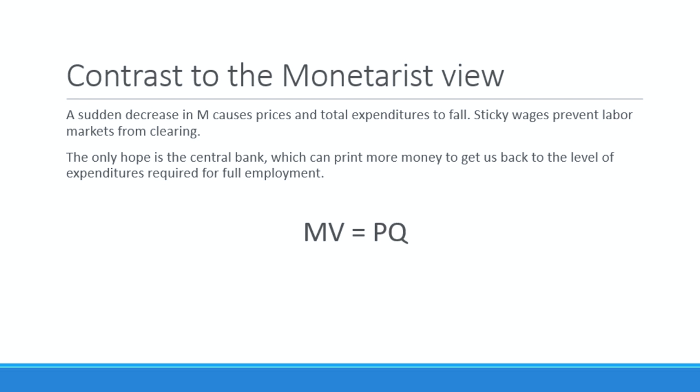And what's interesting is that the Keynesians and the monetarists are sometimes viewed as opposing schools of thought. But you'll notice that when we contrast to the monetarist view, it's exactly the same, right? The story is almost the same. Instead of there being this sudden decrease in investment spending, we have this sudden decrease in the money supply, or in the growth rate of the money supply, depending on who you ask. And this causes total expenditures to fall. Sticky wages prevent labor markets from clearing, and we have a crash. And the only hope in this view is we need the central bank or some sort of monetary authority to increase the money supply so that we can get back to the full employment level of expenditures. And so instead of Y equals C plus I plus G, they're using the equation of exchange to help them tell that story.